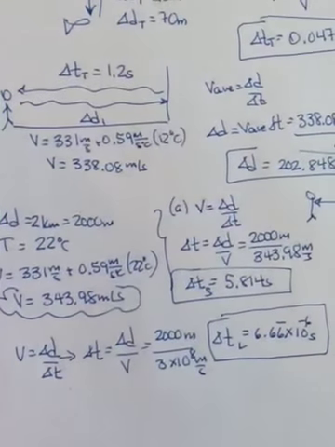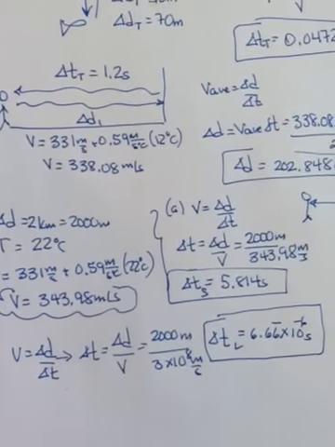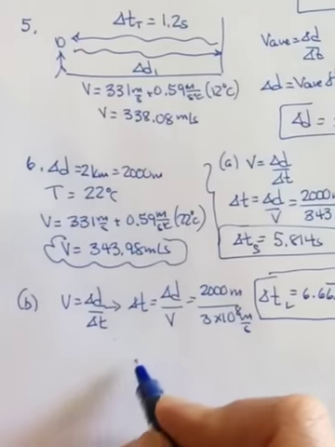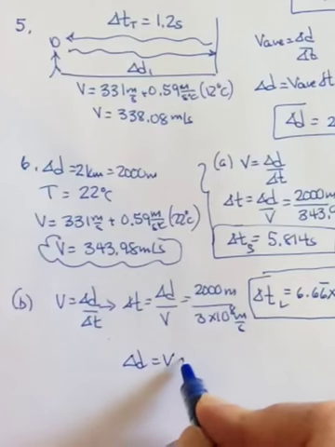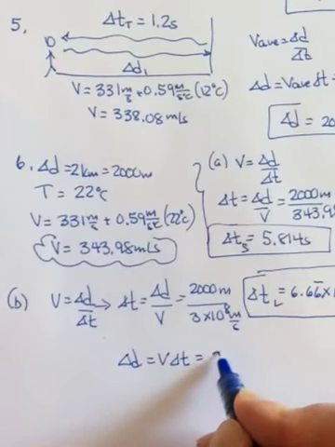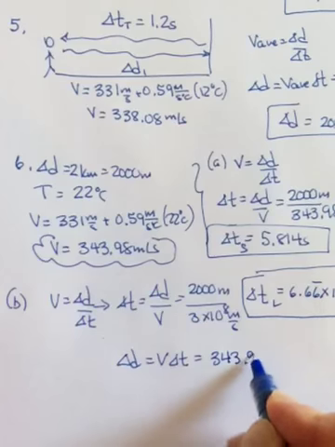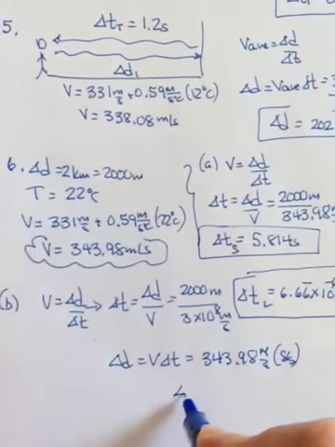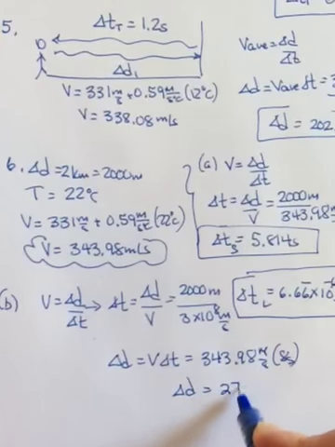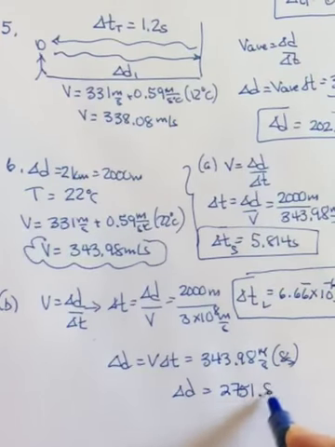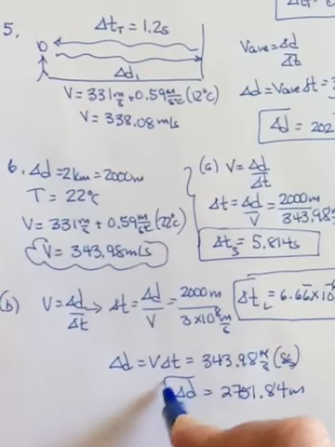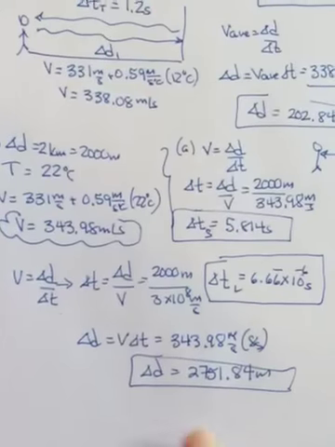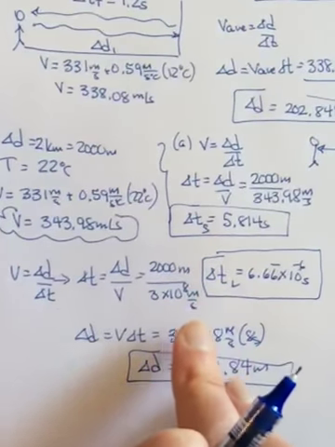Whoops, there's the part C. The rumble of thunder is 8 seconds after the flash of lightning. How far away? So for part C, you just have to do delta d is equal to v delta t. It's 22 degrees, so 343.98 meters per second times 8 seconds, and you get a delta d of 2,751.84 meters. Okay, we assume the lightning is instantaneous. Okay, so it is kind of cool.